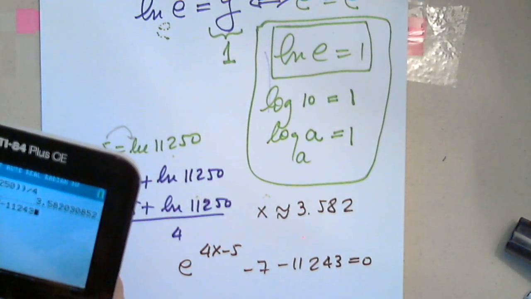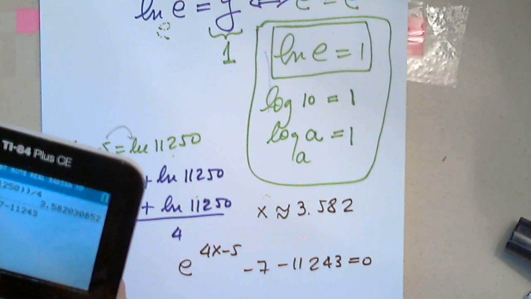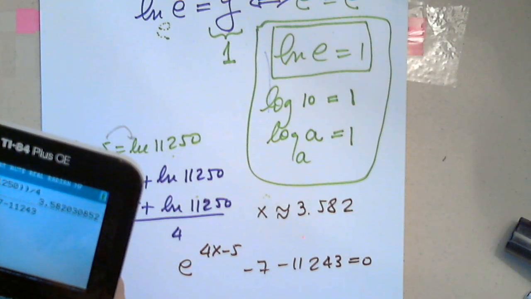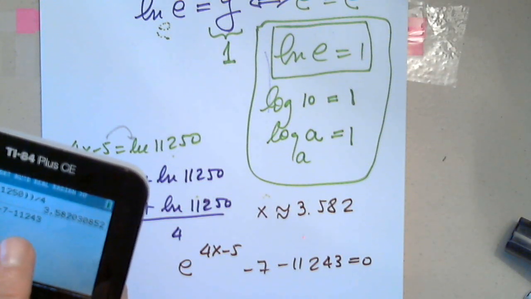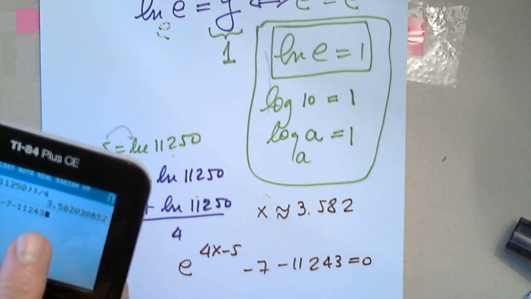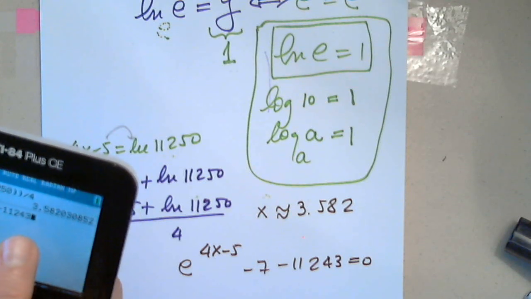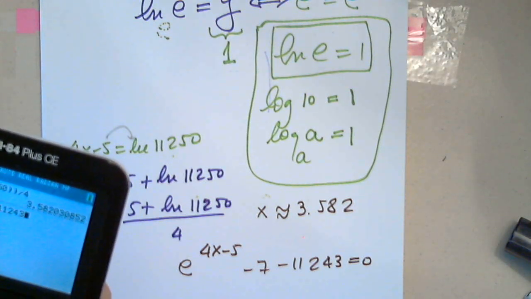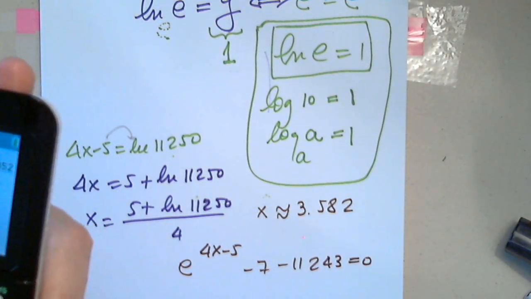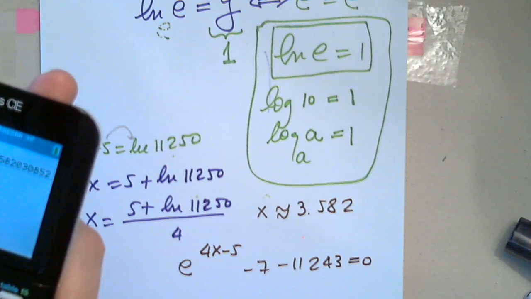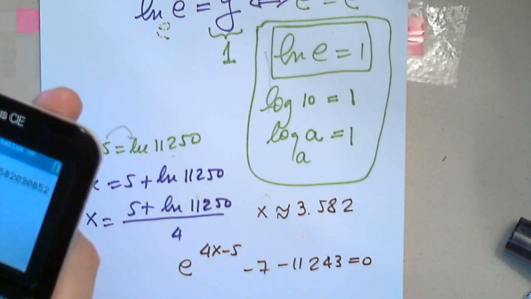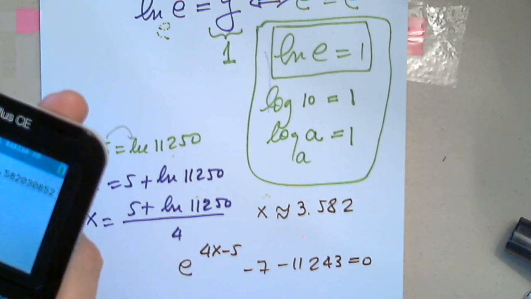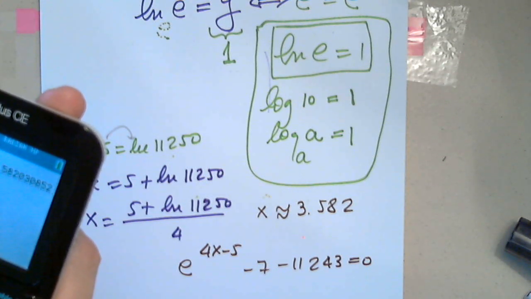But did you put the e to 4 times the previous answer minus 5? Did you close the parenthesis and come down and write negative 7 and minus this? Okay. Maybe that's what I screwed up. I just combined negative 7 and 11,243. That's fine. It's 11,250.